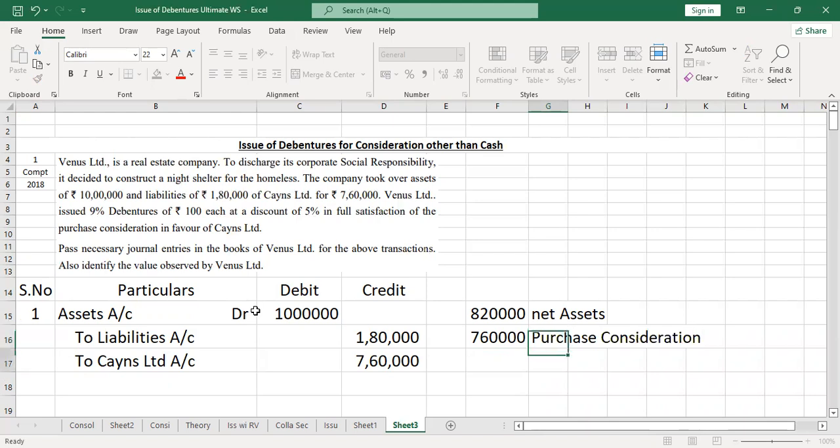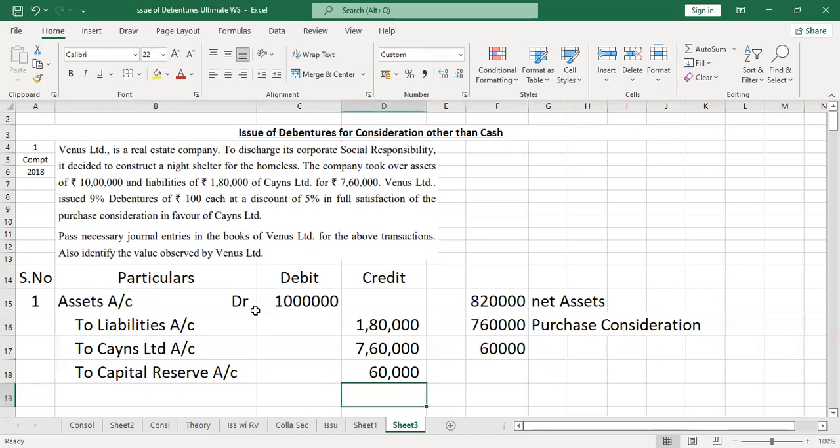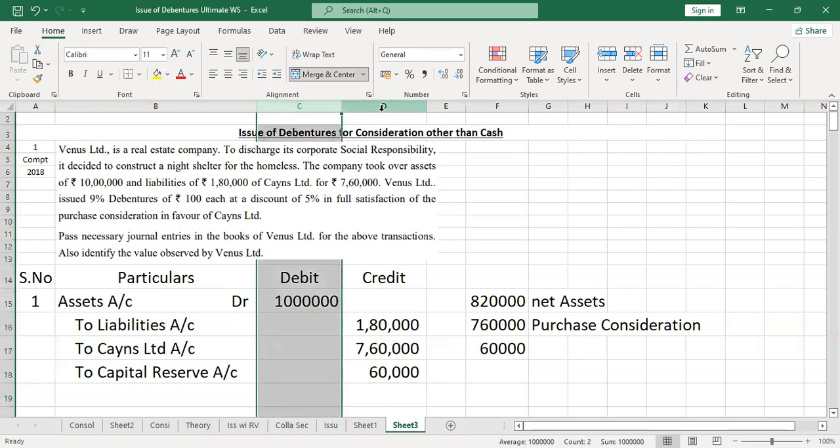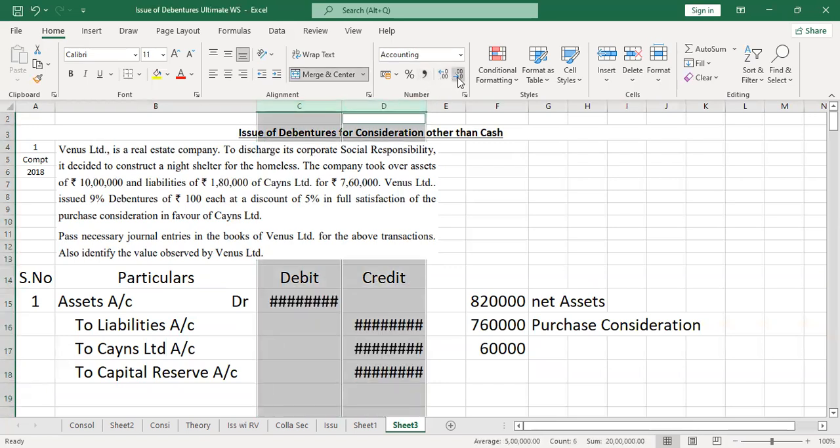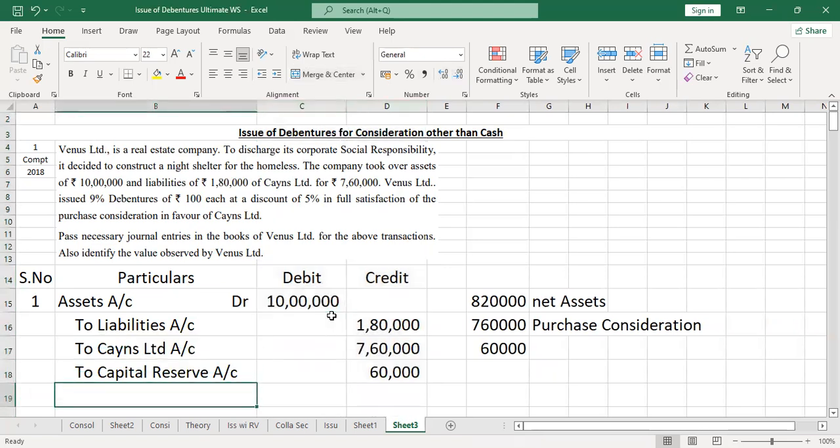Therefore, your gain is 8 lakh 20 minus 7 lakh 60, which is 60,000, and that will be credited to capital reserve. What if you paid more than the net asset you got? Then the difference will be debited to goodwill account. Understood, my dear children? Understood or not? So that is our first journal entry, making due. It's a 3-mark question, and you might get 1.5 marks for this entry.